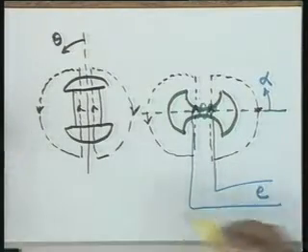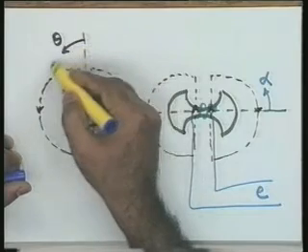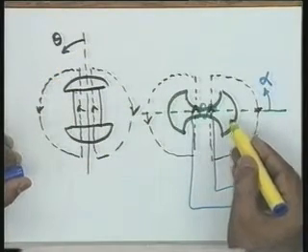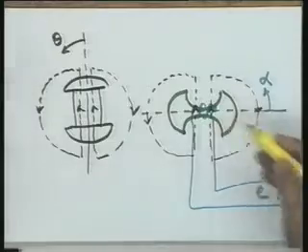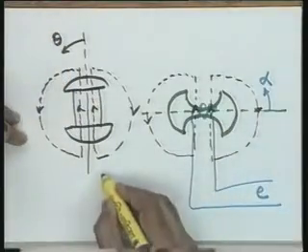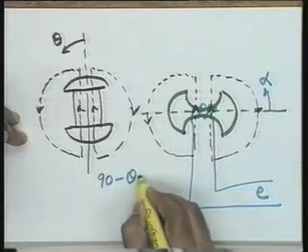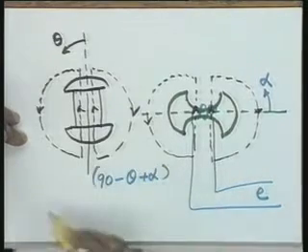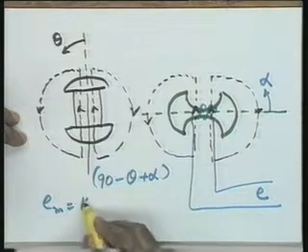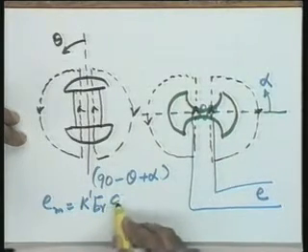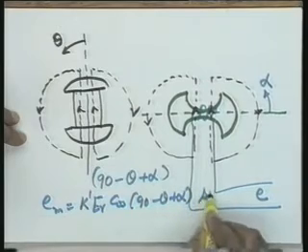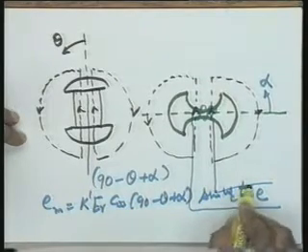But now take a situation where the synchro transmitter rotor rotates by an angle theta and the control transformer rotor rotates by an angle alpha. So, the net angle between the axis of the transmitter and the control transformer is 90 minus theta plus alpha, and therefore the voltage induced, let me call it EM, will be equal to K dash ER cosine of (90 minus theta plus alpha) into sine omega c t.